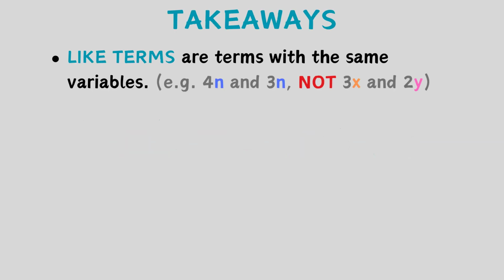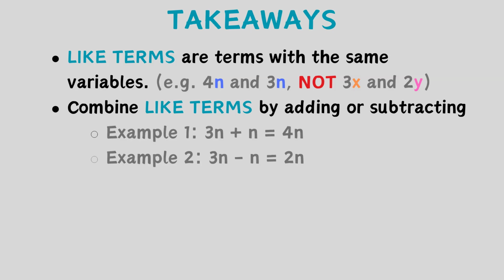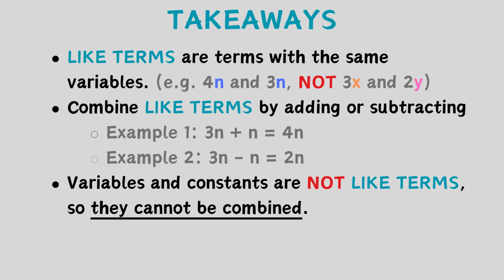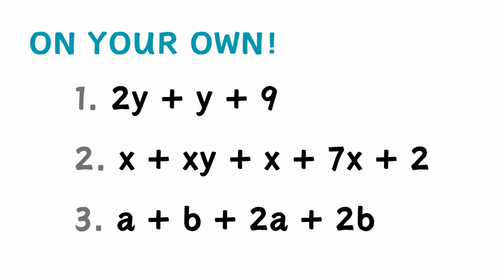Let's recap. Like terms are terms that have the same exact variables. To combine like terms, we can add or subtract the coefficients of the variables together. Variables and constants cannot be combined together. Different variables cannot be combined together. With practice, simplifying variables will feel like second nature, so here's some practice for you to do. Drop your answers in the comments and check the description for the answers.